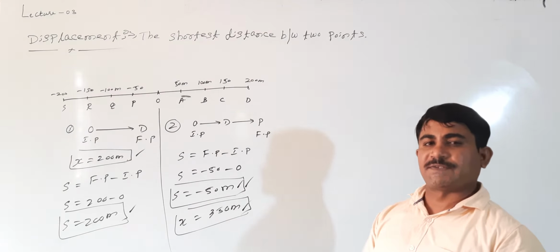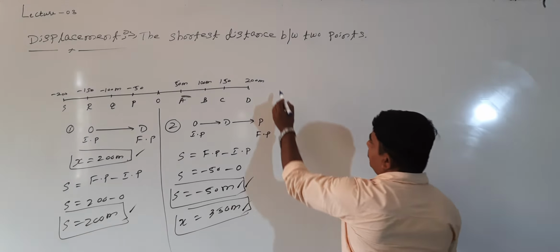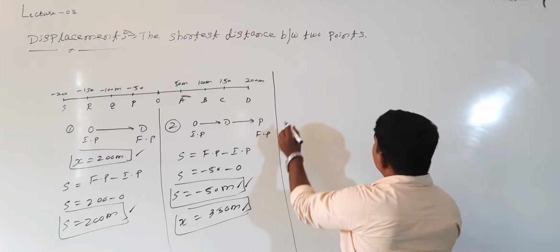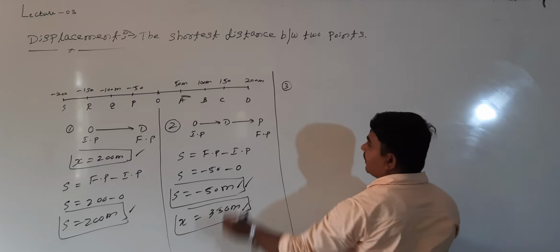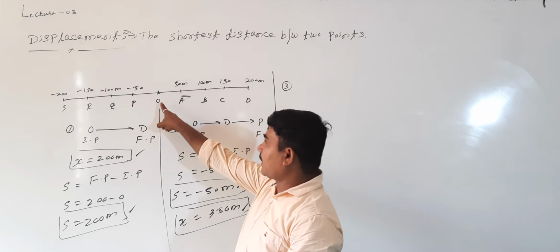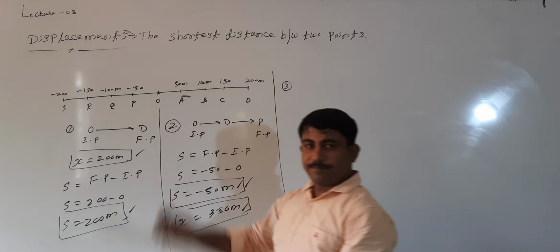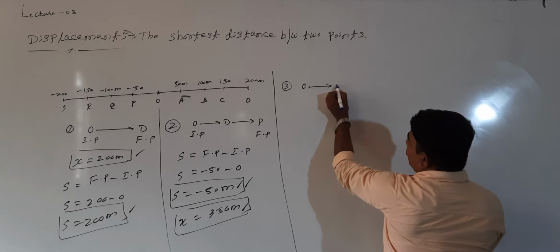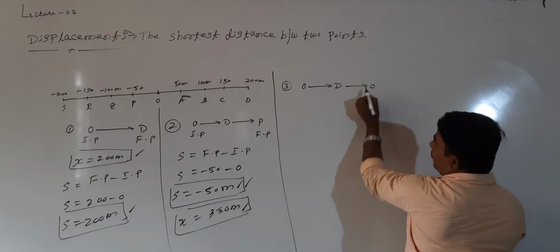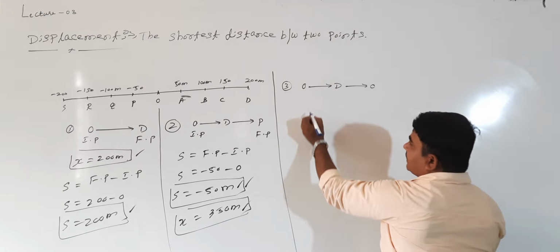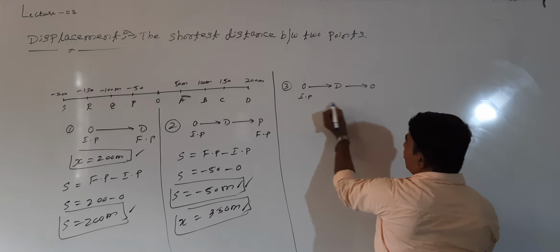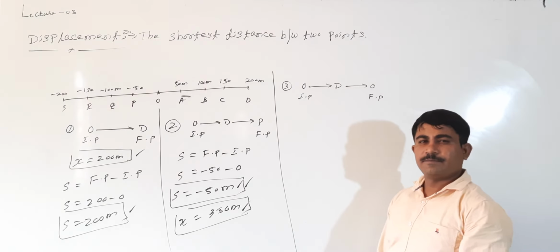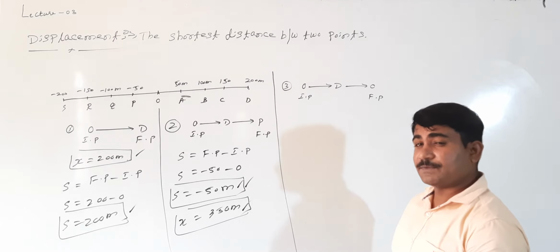But when the displacement is 0, shall I take the third example? Students, listen to me. How is the displacement 0 here? Consider the particle moves from O to D, again from D to O. Are you following? The object moves from O to D, again from D to O. O is the initial position, and again this is the final position.